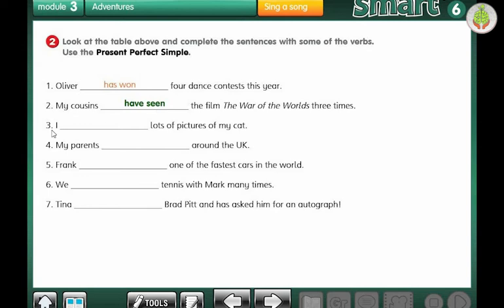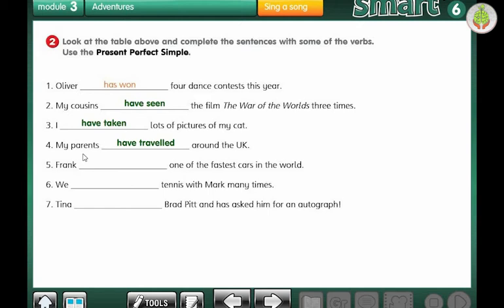Okay. Number 3, I lots of pictures of my cat. I have taken lots of pictures of my cat. Number 4, my parents around the UK. So my parents have traveled around the UK. Remember, these verbs, we take them from the table in activity 1, from the table above.